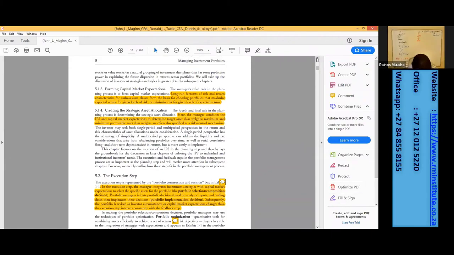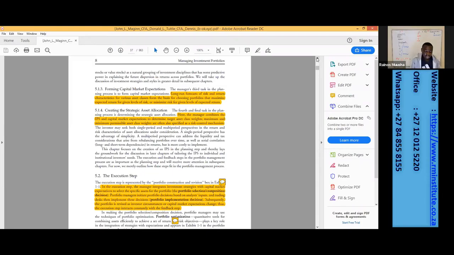On page 8, which is section 5.1.3, we look at forming capital market expectations. It's part of the planning step, where they say the manager's third task in the planning process is to form capital market expectations. Long-run forecasts of risk and return characteristics for various asset classes form the basis for choosing portfolios that maximize expected return for a given level of risk and minimize risk for a given level of expected return.